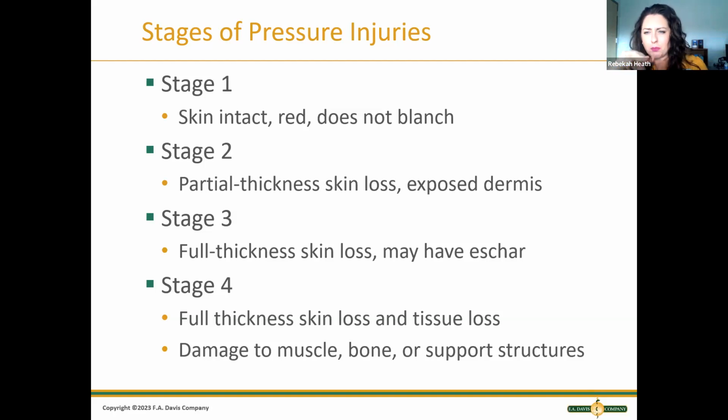Stage 1, it's red, but if you push on it and then let go, there's no white spot or lighter colored spot. It just stays red or darkened. And again, I just want to make sure you guys know when I say red, that doesn't mean it's going to look the same to everybody depending on their skin color, right? My skin is pretty pale. You're going to be able to see a reddened area on my skin pretty well. If somebody has pretty dark colored skin, it might look not necessarily red, it might look more purple, or it might just look like a darker shade of their skin tone.